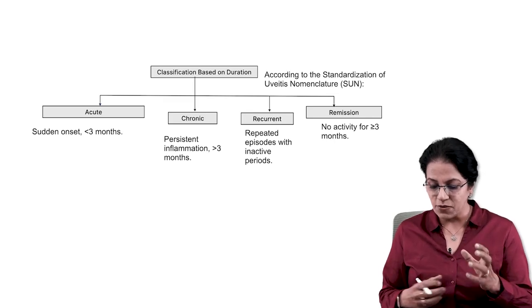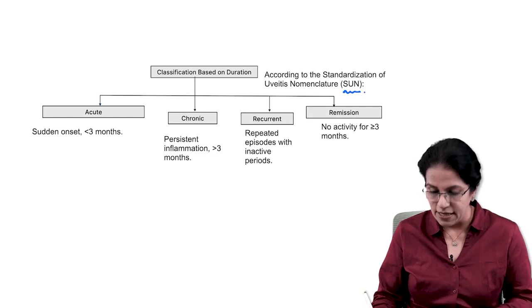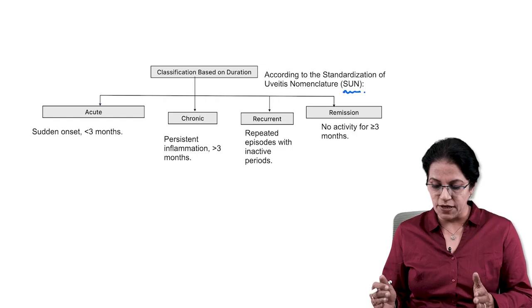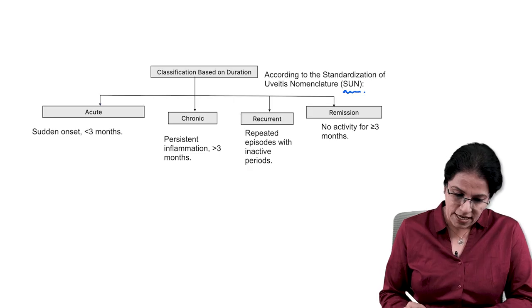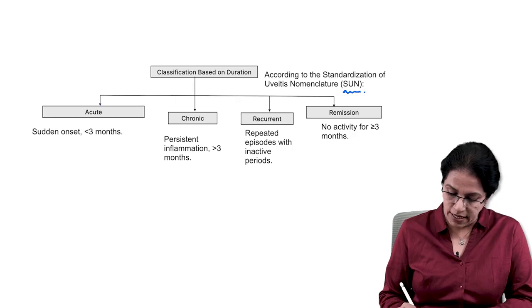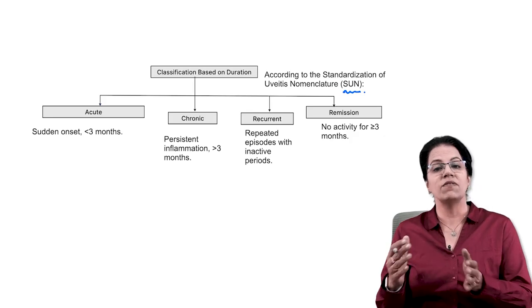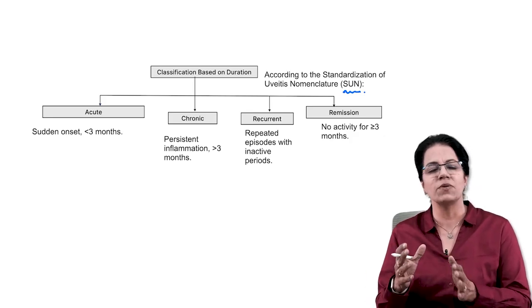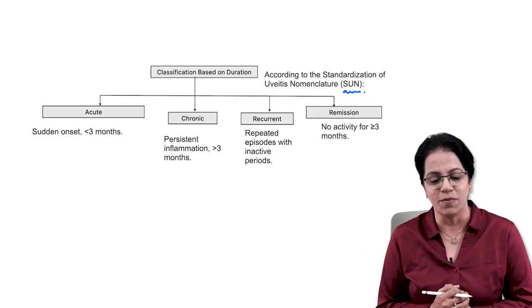Then we talk about, you can also classify it according to duration of the disease. Okay. So, according to the standardization of uveitis nomenclature, we call it SUN. So, even the anatomical classification is by SUN and this one is also by SUN, which says that acute is when the inflammation is less than 3 months. Nobody is going to ask you about SUN at the PG level. Okay, this is what I mean to say.